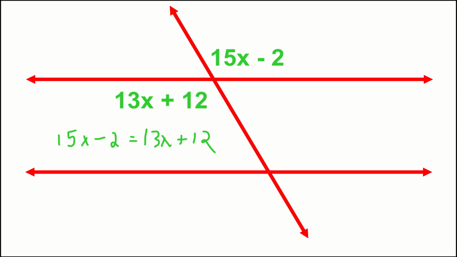If you use it on Desmos, left side goes on one line, right side goes on the other. You're looking for where they cross. Without Desmos, we got to move the variable to get it to the same side. We want to move the lower one. So 13 is the lower.